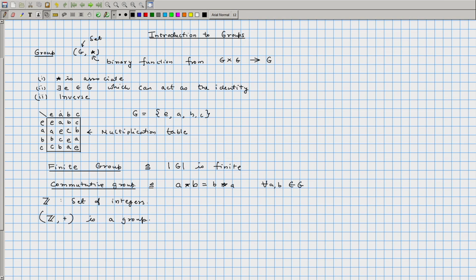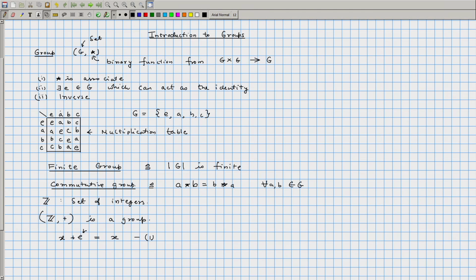Okay, so we can check each and every property. Clearly you can add any two integers and the resultant is a new integer. So the binary operation plus is well defined on the set of integers. Further, we can verify that it is associative, and we claim that there is an identity element. That means there is an element e such that x plus e will be x. Let us call this equation 1.